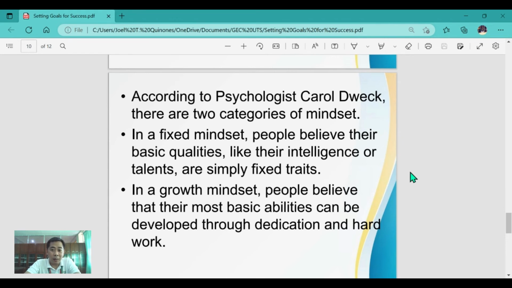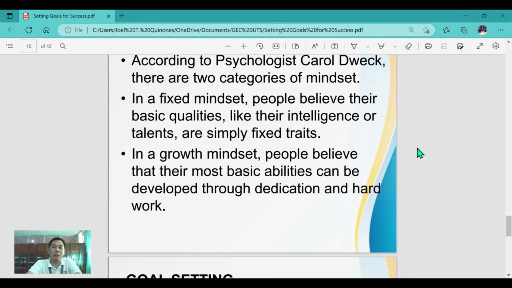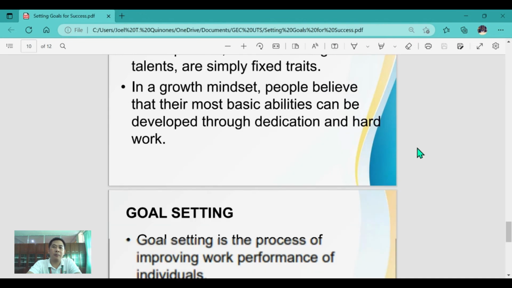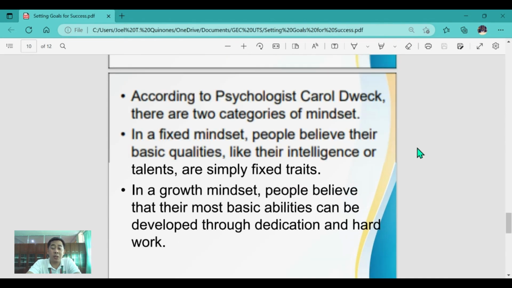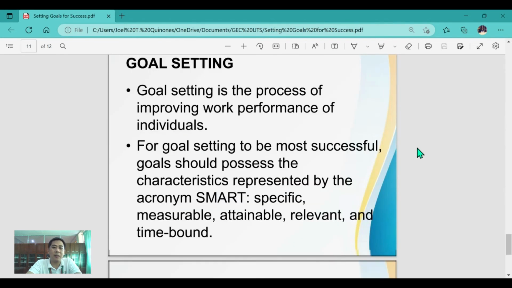Ano yung pag tinanong ka anong kaya mong gawin, agad-agad mong sinasabi, kaya mong kumanta, kaya mong sumayaw, magaling ka sa mathematics, magaling ka sa ganitong bagay. That is fixed mindset, because those are basic qualities like intelligence. When we say growth mindset, it is referring to people's basic abilities that can develop through dedication and hard work. So that is the development of skills and some other things. Okay, so that is Carol Dweck.